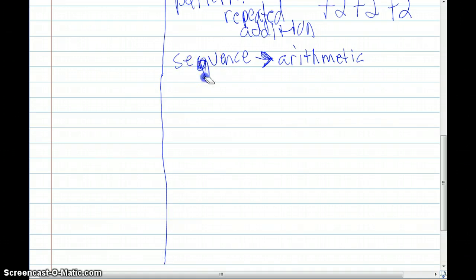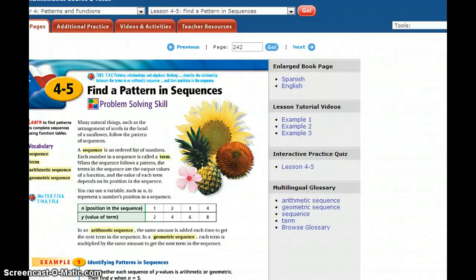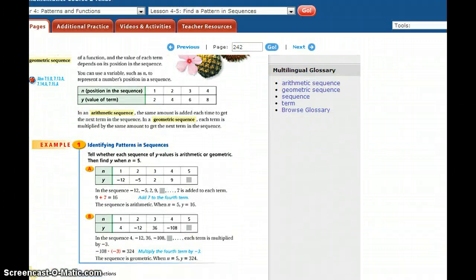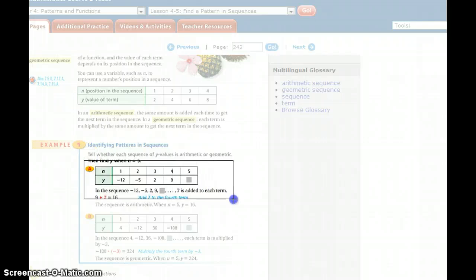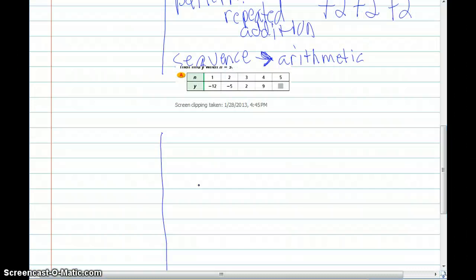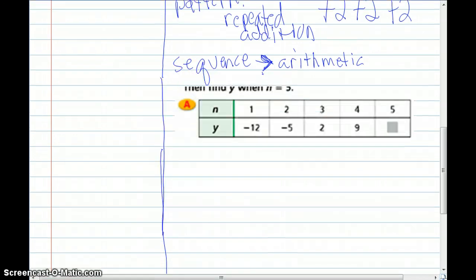Alrighty, let's do another example. Going back to our book, let's pull out our next sequence. I'm going to clip it right out of the book, and make sure you're copying this too. Alright, our sequence has 5 terms, however, we are missing one of our terms, so we're going to have to figure it out.